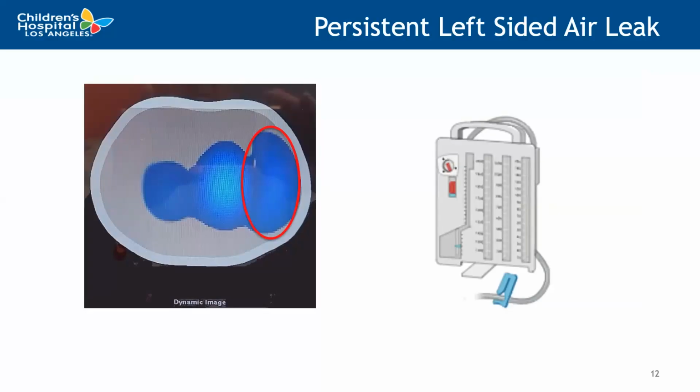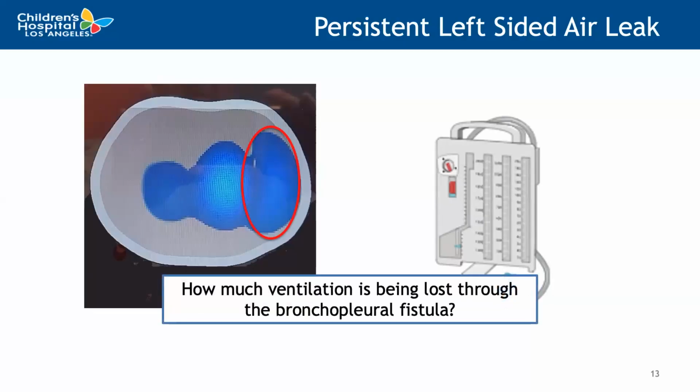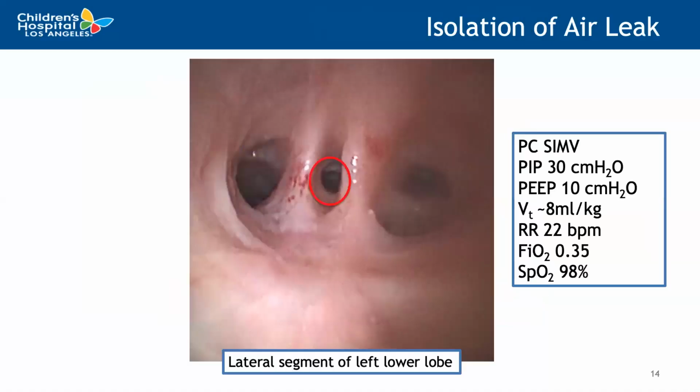But again, we knew that 70% of the ventilation was going to the left lung, but it was unclear exactly how much was being lost through the bronchopleural fistula and the air leak. And so that was the question that we were posed with at the bedside. And so the team ultimately elected to perform a bronchoscopy on this patient.